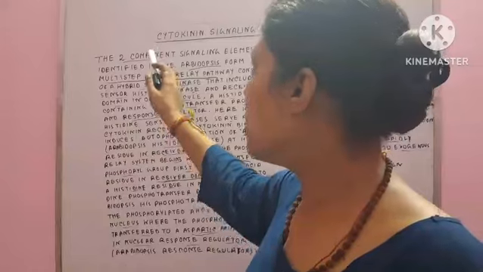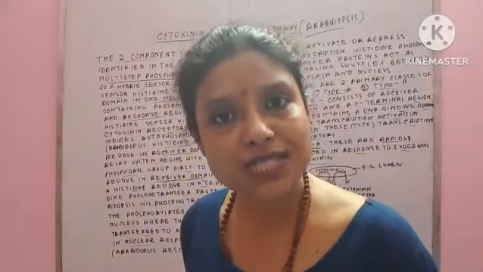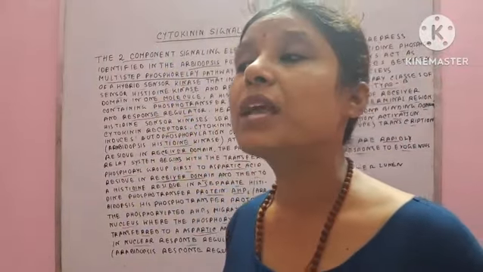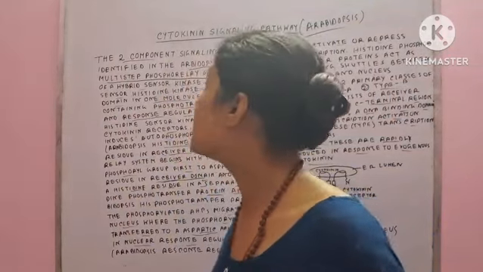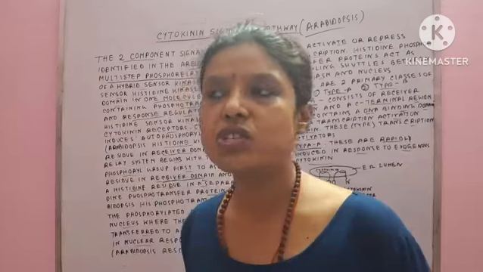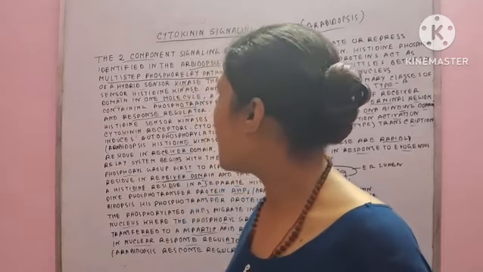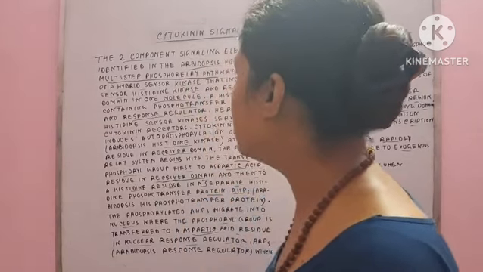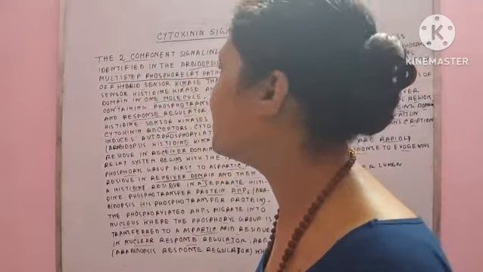Generally, the two component signaling system is also seen in bacteria. I have already explained this two component signaling pathway in my previous video, so you just check out that one. Here I will try to explain this multi-step phosphorelay pathway system.